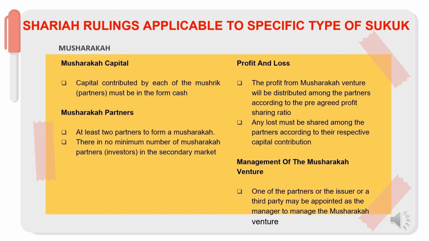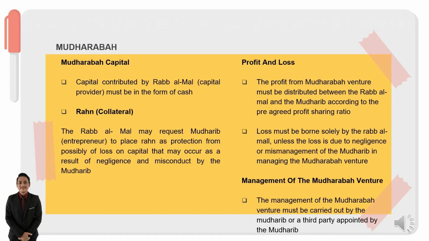And lastly, for the management of the musyarakah venture, one of the partners, or the issuer of sukuk, or a third party may be appointed as the manager to manage the musyarakah venture. Mudharabah. Mudharabah is a contract made between two parties to enter into a venture. The parties consist of the rabbul mal or capital provider and the mudarib or entrepreneur.